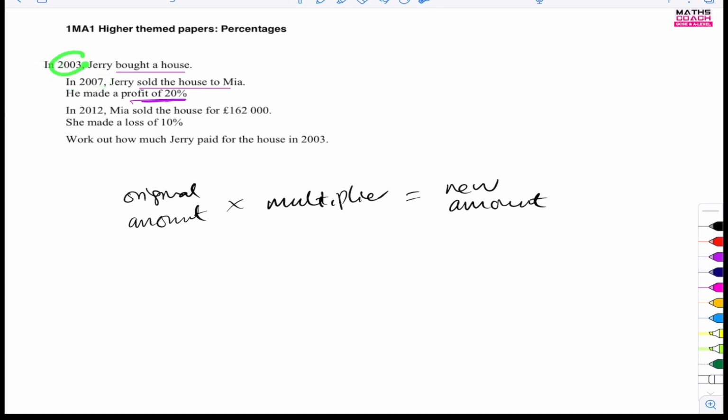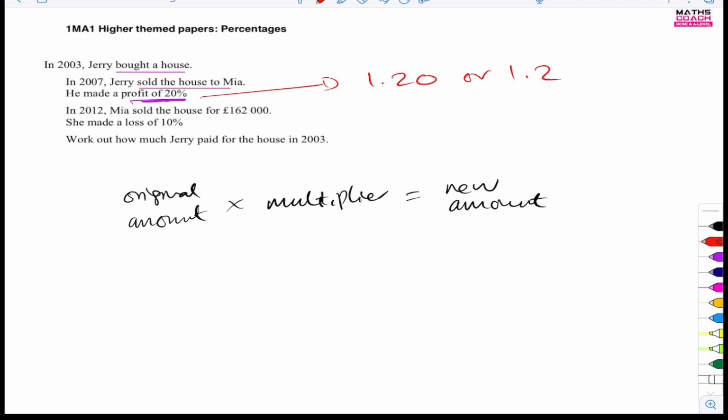So some of you may look at this 2003 to 2007 and think, okay, there's 4 years. Do I need to add a power of n here? Okay, we are not told what the year on year compound interest is or anything like that. We just know that it has made a profit of 20%. So what is a multiplier for 20%? It's going to be 1.20 or 1.2.